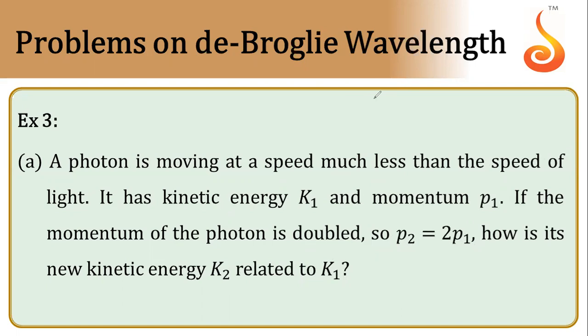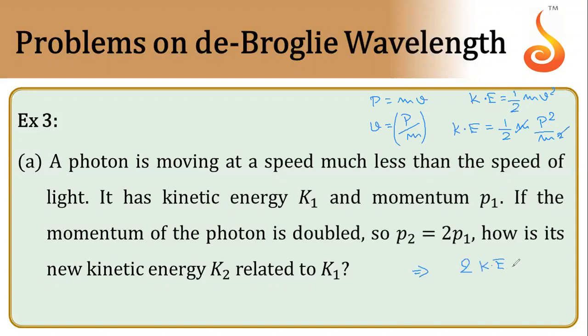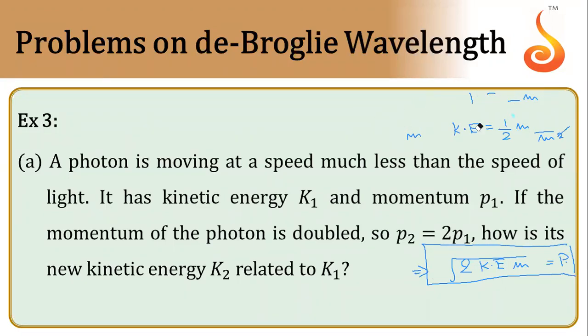So we know momentum is the product of mass and velocity, and kinetic energy is half mv square. So you can say velocity is p by m. So kinetic energy will be half, and in place of velocity I am substituting p by m, so p square by m square. From here you will get momentum equals root of 2 into kinetic energy into mass. So that is our formula of momentum. Now we are going to use this formula to solve this question.